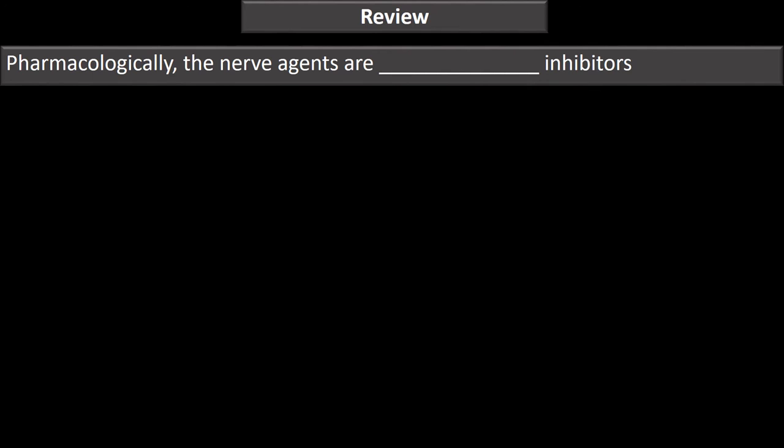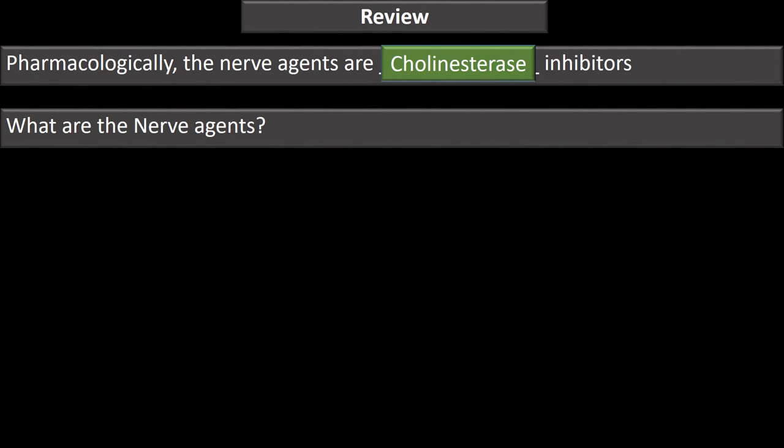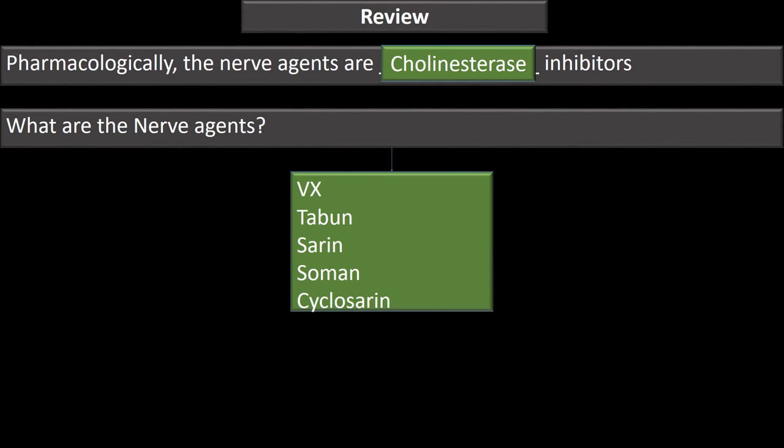So to review what we've gone over so far, pharmacologically, nerve agents are known as cholinesterase inhibitors, right? They bind to that enzyme cholinesterase, and it cannot neutralize the remaining acetylcholine in the synaptic space. What are the nerve agents? Well, we've got VX, Tabun, Sarin, Soman, and Cyclosarin.